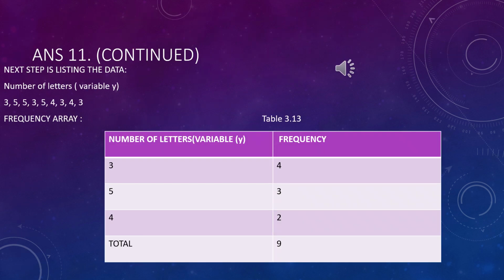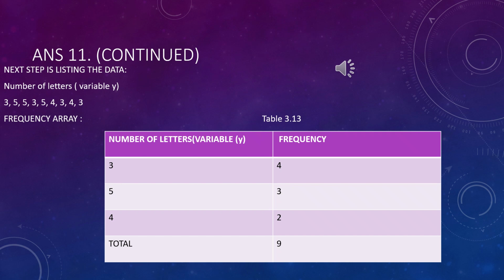Now the next step will be listing all the letter counts. So the number of letters is the variable. We consider this variable as y. So in this variable we have the values 3, 5, 5, 3, 5, 4, 3, 4, 3. So we got the number of letters in each word. From this we will calculate the frequency array, or we will just draw the table of the frequency array.